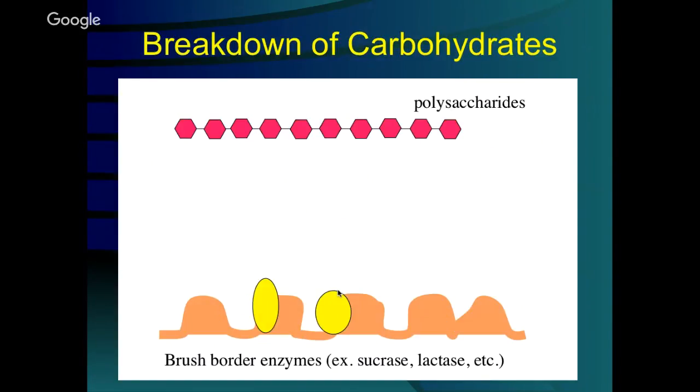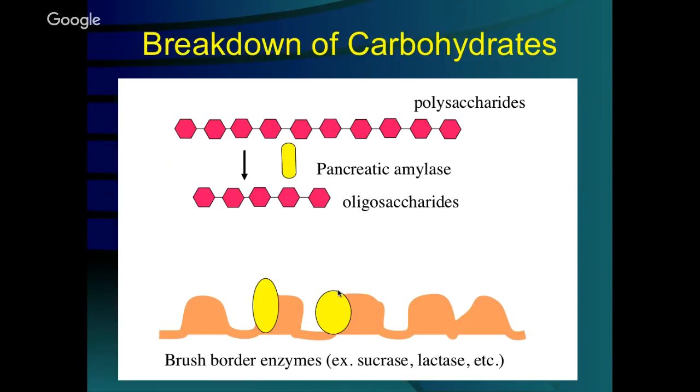When we look at the breakdown of carbohydrates, remember these haven't been digested very much at all because there was no digestion at all in the stomach. There was a little bit of digestion in the mouth, mostly to enhance flavor. So when they come into the small intestine, they're pretty much still long chain polysaccharides. Those polysaccharides are acted on by pancreatic amylase, which splits them into oligosaccharides, shorter chains. And then those oligosaccharides migrate to the brush border, where the brush border enzymes break them up into their monosaccharide building blocks, which can be absorbed into the bloodstream.